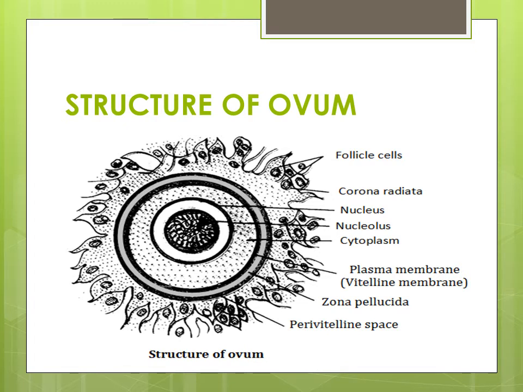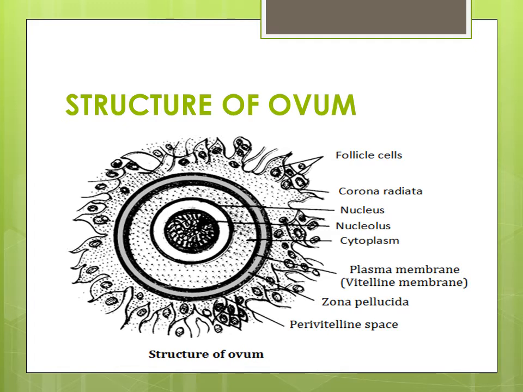The ovum has a central nucleus that contains the female's genetic material, that is 22 plus X chromosomes. Surrounding the nucleus is the cytoplasm, and the ovum is enclosed by a vitelline membrane, as I told you. Zona striata or zona pellucida is a thick transparent envelope that encloses the ovum. Adhering to the outer surface of the zona pellucida are several layers of cells which are derived from those of the follicle, and they are collectively called corona radiata.